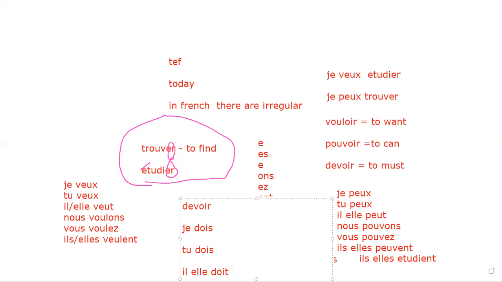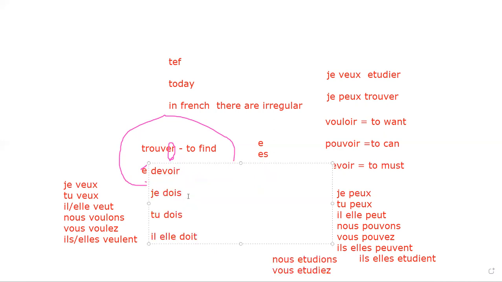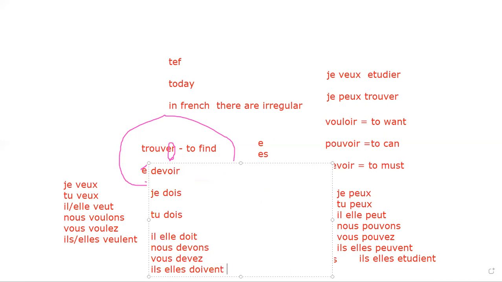Tu dois is to you must. Elle doit is to he, she must. Nous devons, we must. Vous devez. Elles doivent. Il, elle doit. So team, these are the very important verbs, and these are the verbs which will help you to speak the language, to make the phrases in the language, to make the sentences.